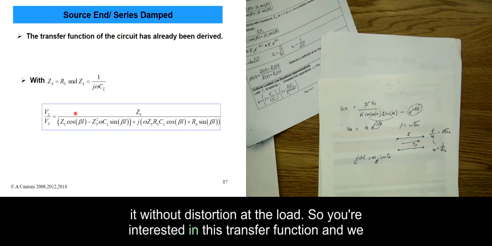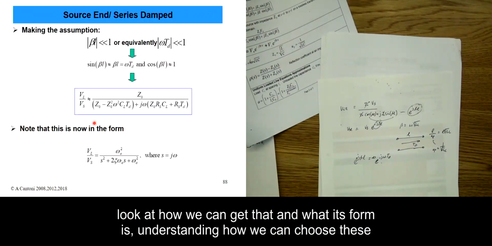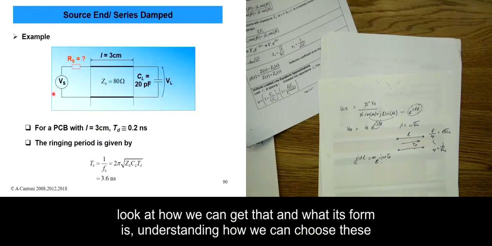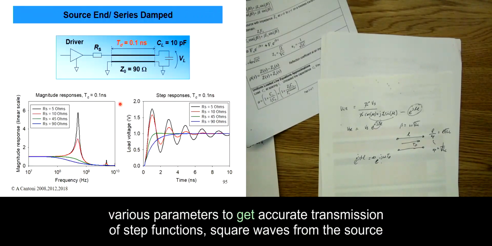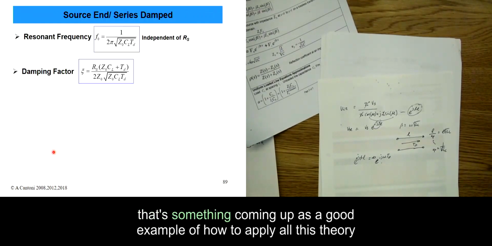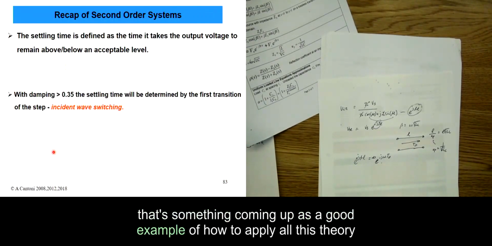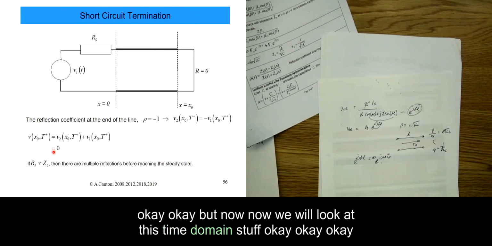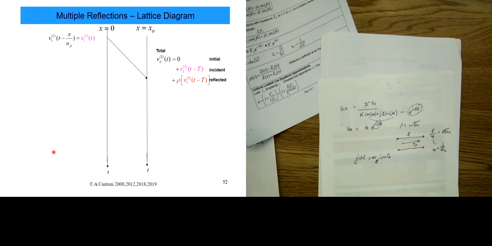So you're interested in this transfer function, and we look at how we can get that, what its form is, and understanding how we can choose these various parameters to get accurate transmission of step functions and square waves from the source to the load, and all the things that can go wrong. So that's something coming up as a good example of how to apply all this theory. But now we'll look at this time domain stuff, back to where we were.